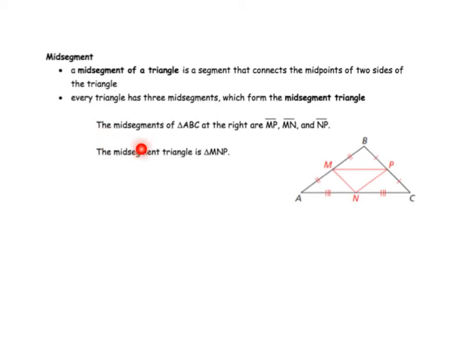All right. So the mid-segments of this triangle ABC in black at the right are MP, MN, and NP. Now notice a triangle always has three midsegments, and those three midsegments end up creating, what do you know, a triangle themselves, known as the midsegment triangle. So our midsegment triangle is MNP here.